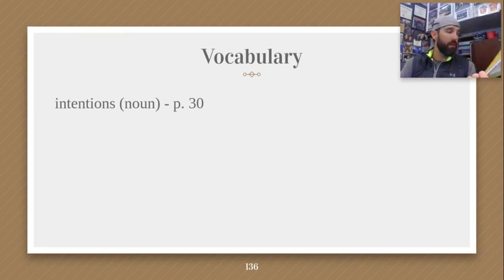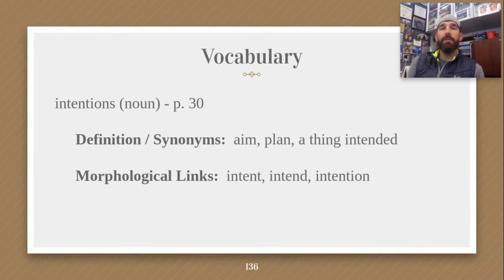And it says, giving someone a peace medal meant that you did not have violent intentions. So a peace medal, I'm assuming is something they gave to be peaceful. And it says that you didn't have violent intentions. So it means you weren't going to be violent against them. And then I have to think a little bit more maybe about the word itself. Intentions is like intend. So maybe you didn't intend to or mean to do something. And so it seems like a noun form of intend. And it is, in fact, to aim, plan, or a thing that you've intended to do, that you plan on doing. So morphological links include intent, intend, and intention.